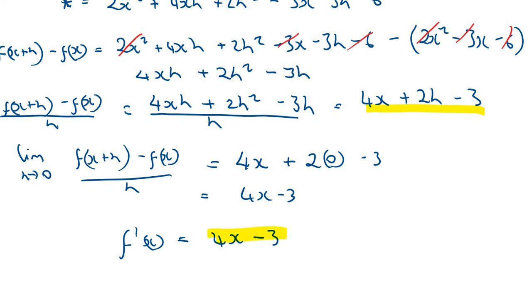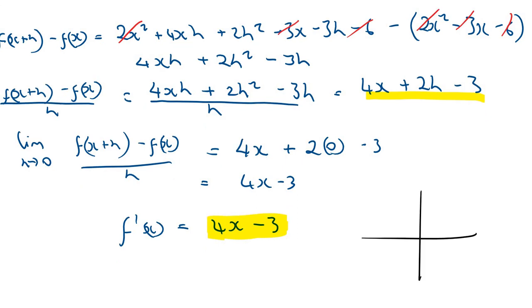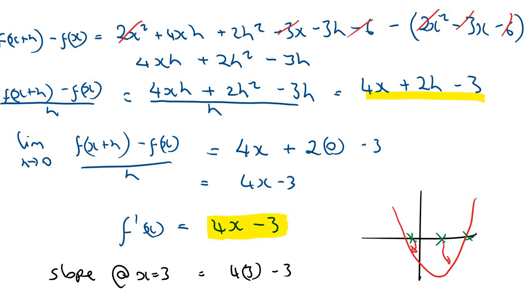What that means is, to find the slope at any point along that curve, we simply plug in the x value into 4x minus 3 and we get the slope. So if the function looks something like this, all I would need to do is plug in any value of x, and what the derivative allows me to do is work out the slope at that point on the curve. So for example, in this particular question, it's not asking me to do it, but just to show you, the slope at x equals 3 would be 4 times 3 minus 3, which is 9.